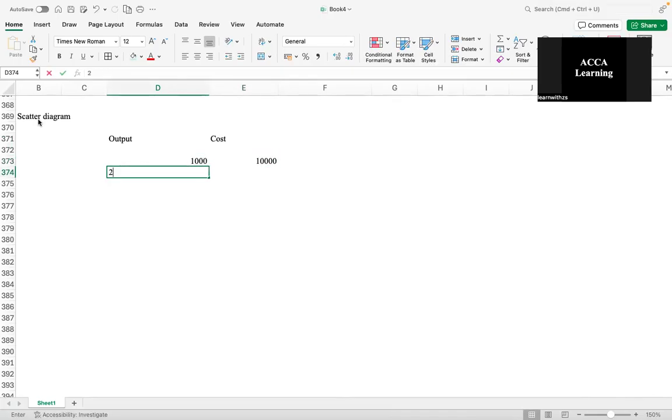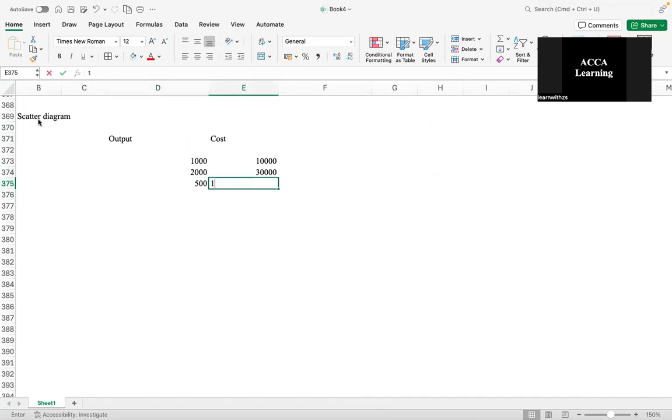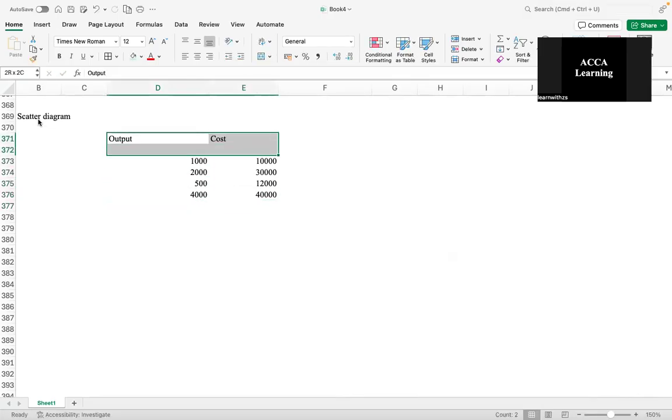If I have an output of 2000, my cost goes to say 30,000. If I have an output of 500, my cost is still at say 12,000. I'm just putting in random amounts. And if it's at 4,000, we have it at 40,000. I want it to be random, and so I'm allocating random costs to random outputs. It would be different in how your question would be framed.